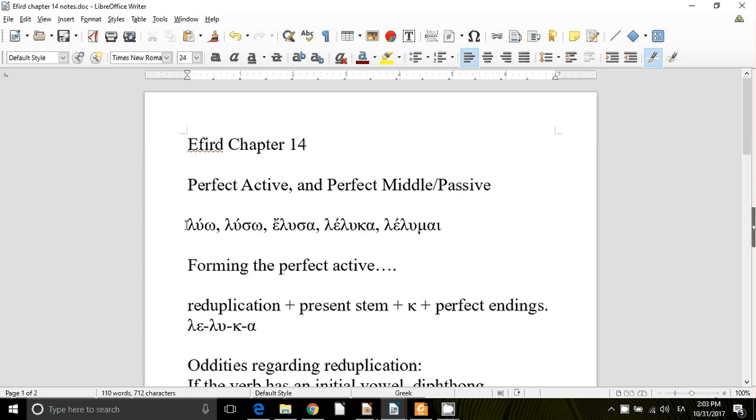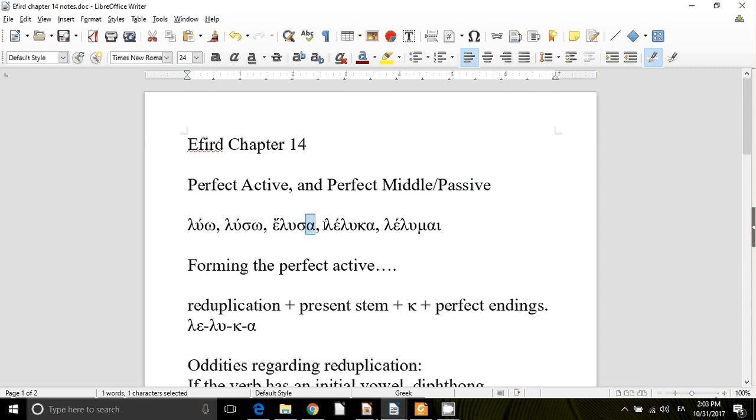So luo or leo, the present indicative active, is the first principal part. Luso, the future indicative active, is the second principal part, formed with a sigma plus the normal endings we learned for the present. Elisa is the aorist indicative active. It's an augment. An augment plus the stem plus sigma plus alpha endings.